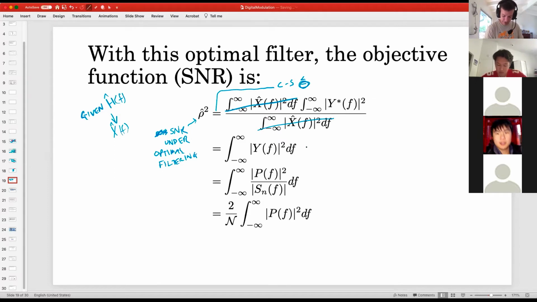Okay, so now we get to plug in our expression for y. Also noting that the magnitude of y star is the same as the magnitude of y. So magnitude y star, magnitude of y. That's how I drop the star from here to there.